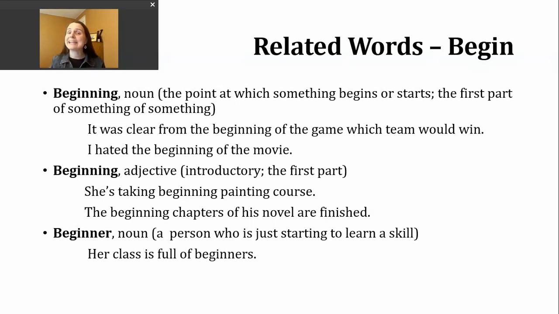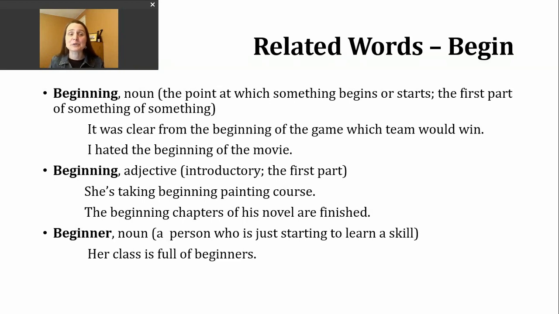As I said before, beginning can also be an adjective. It could mean introductory. And let me give you an example of that and we'll talk about it. She's taking a beginning painting course. So the idea here is that the course is introducing how to paint. So the class, the teacher is not assuming that people already have knowledge about how to do this particular activity.